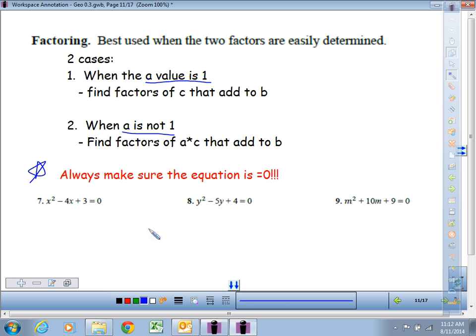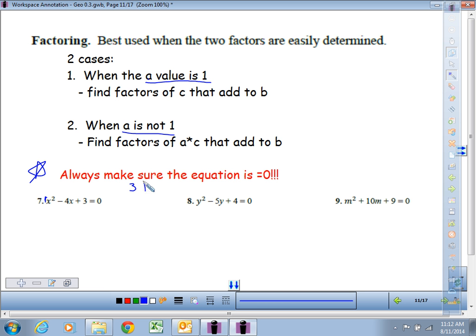All right, so let's look at number 7. Notice our a value is 1, so this is the easier way. Now, if this is factorable, and remember not all of these are factorable, but if it is, we're going to look at the c value. I'm going to write my factors of c: 3 and 1.